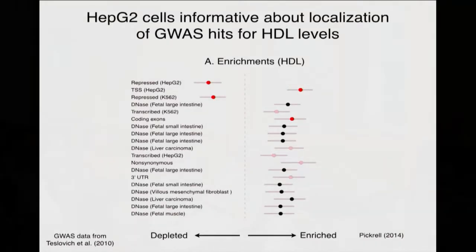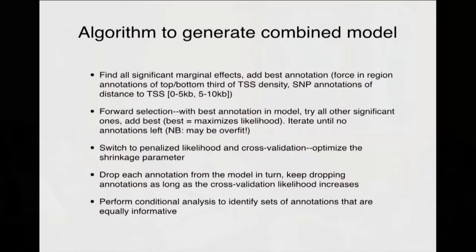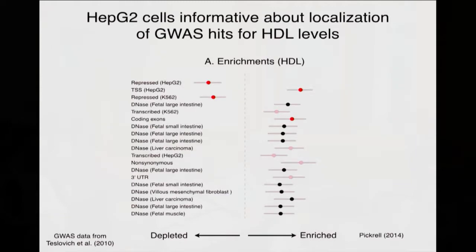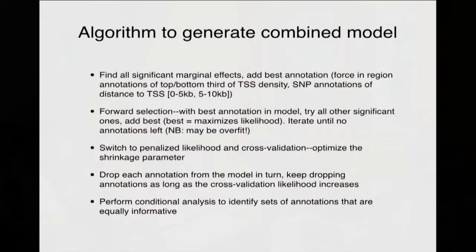So now we can generate a combined model. This was taking each thing independently. This is the algorithm to generate the combined model: find everything that's significant if you test it one at a time, and add it. You force in a bunch of other things and then do forward selection, which statisticians tell you is a terrible idea, but I'm going to do it anyways. Throw in the annotation, try all the other significant ones, add the best one, where best is defined as the one that maximizes the likelihood, and then iterate.